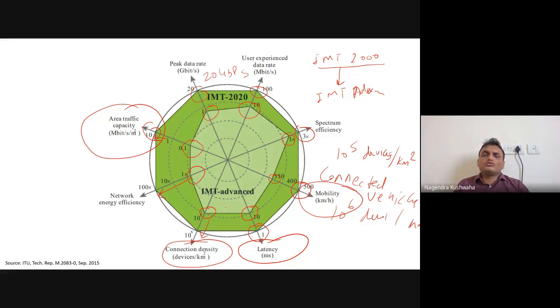These are the requirements designed by IMT 2020, and 5G is believed to satisfy all of them. If you carefully see, it evolved towards IoT communication because it improves in terms of latency, area traffic capacity, mobility, as well as connection density per square kilometer.